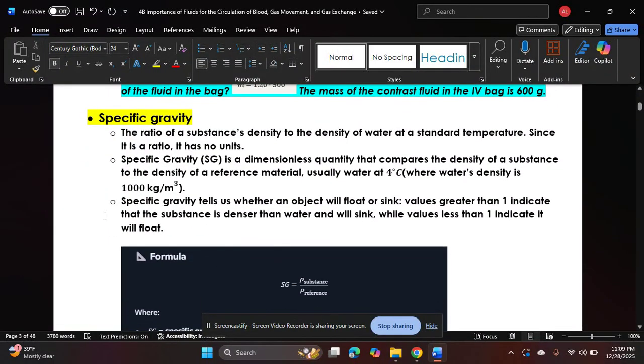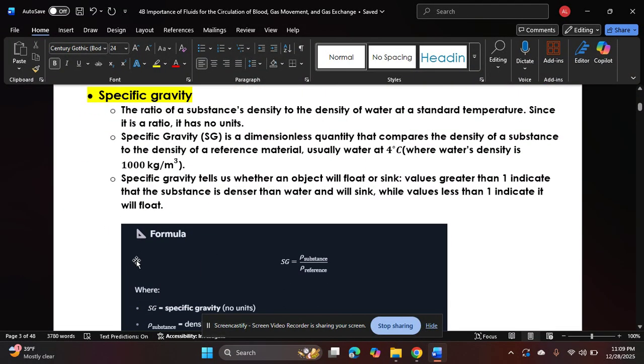Specific gravity. What is specific gravity? The ratio of a substance's density to the density of water at a standard temperature. Since it is a ratio, it has no unit. Specific gravity, SG, is a dimensionless quantity that compares the density of a substance to the density of a reference material, usually water at 4 degrees Celsius, where water's density is 1,000 kilogram per meter cubed.